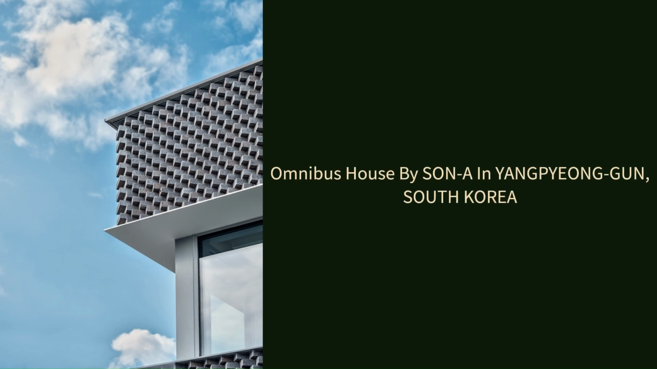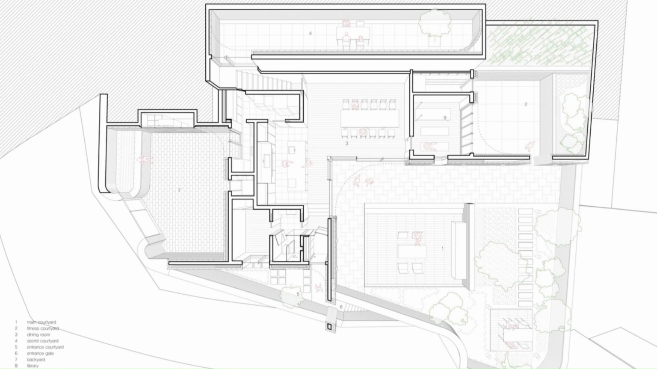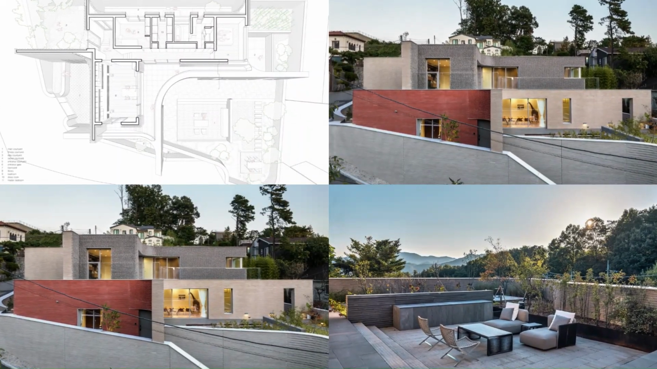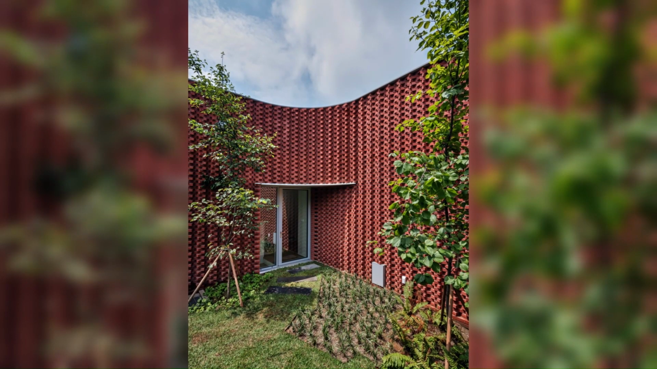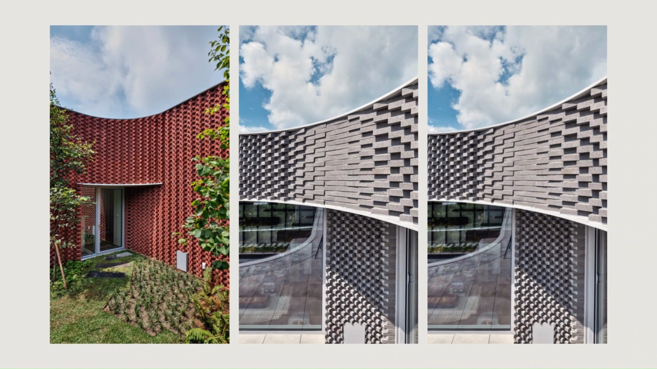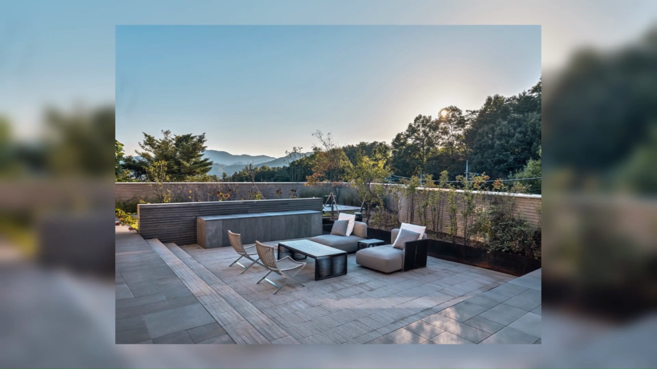Omnibus House by Sun A in Yangpyeong-gun, South Korea. Omnibus House is a house with 6 gardens. Each garden fosters different outdoor rooms that aim to foster an array of diverse domestic environments. The beauty of the site became the central motivation of the project.